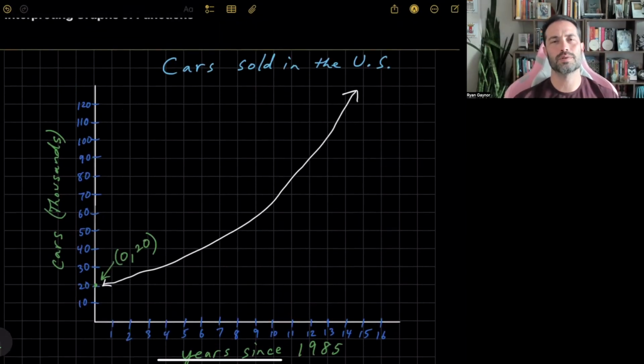Now, this is really important. When they say increasing, they're talking about the y terms going up. So I always look left to right and see if the y terms are going up as I'm going to the right. The leftmost part is hitting the y-axis basically at 0, 20. And then when I go to the right, it's increasing the entire time.